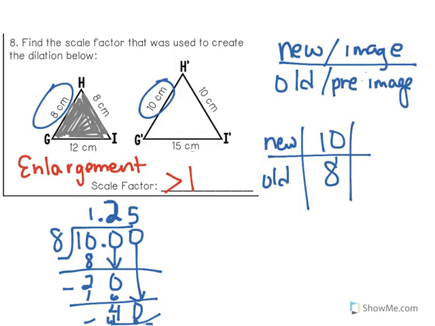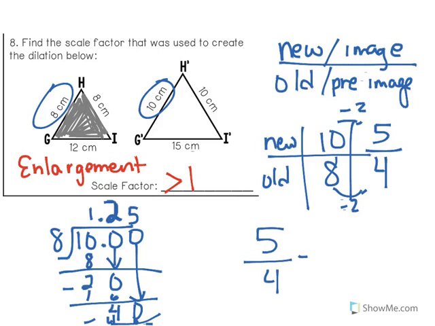If I wanted it as a fraction, I just simplify it. 10 and 8, if I divide by 2, I get 5 over 4. So my scale factor is 5/4, which is equal to 1 and 25/100. Oh, and it's greater than 1, so I know I'm correct.